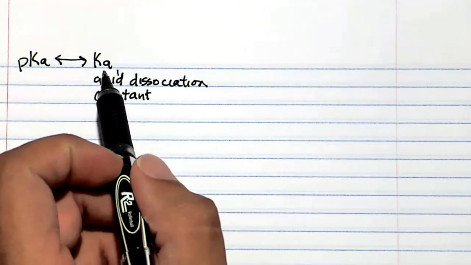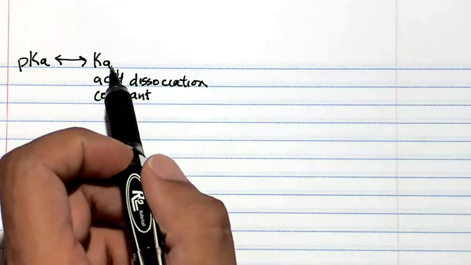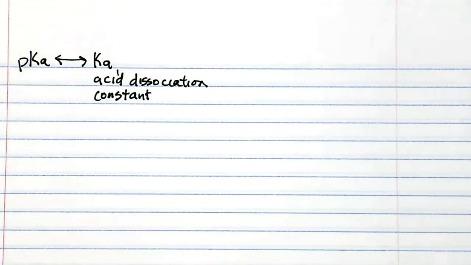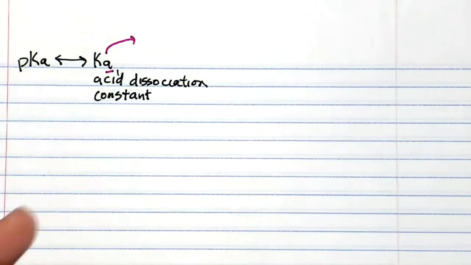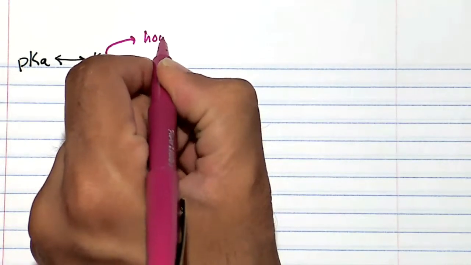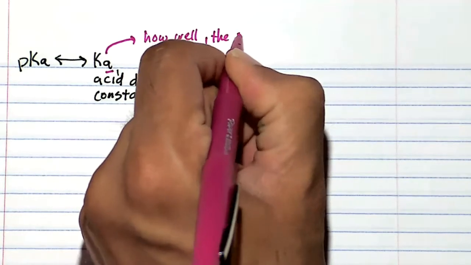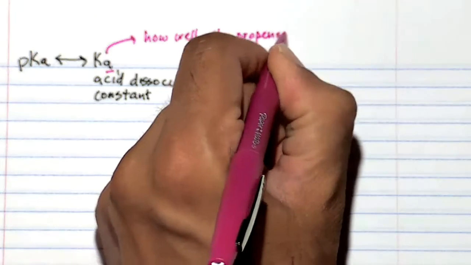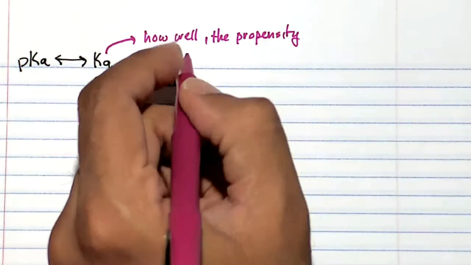The Ka value just gives the propensity or the ability of an acid to give off its proton. So a Ka value, this A stands for acid, is a number whose magnitude reflects how well, or the propensity, of that acid to give off an H plus or a proton.